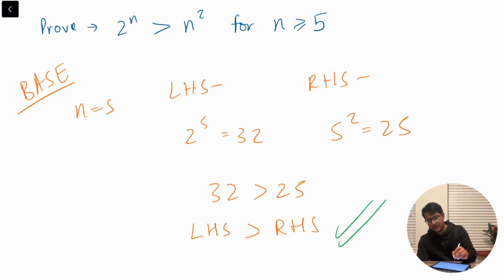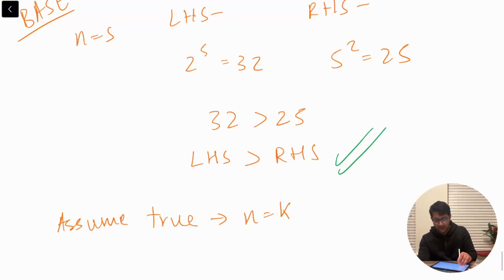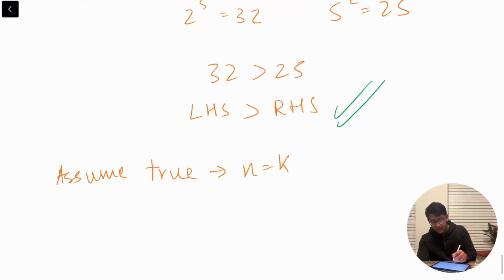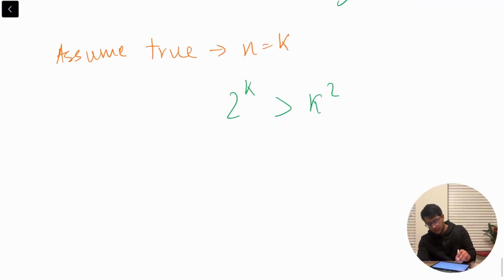As soon as we see the base case working, we assume that n equals k is true. Now, what does this mean exactly? This means that we're assuming that 2^k is always bigger than k squared. Okay? So assuming this, let's look at what is the result for n equals k plus 1.